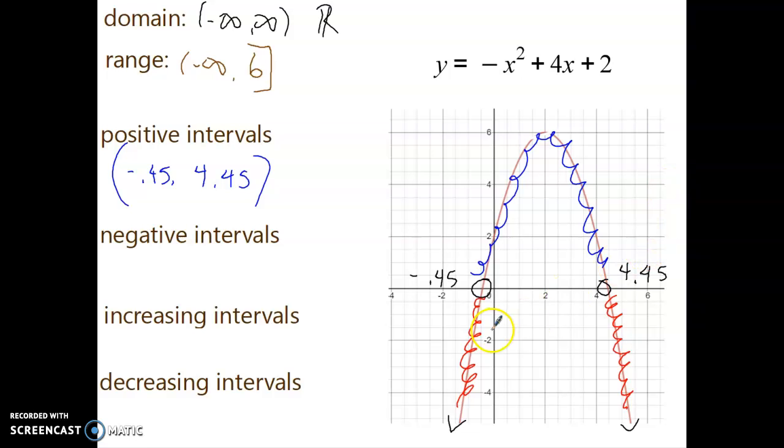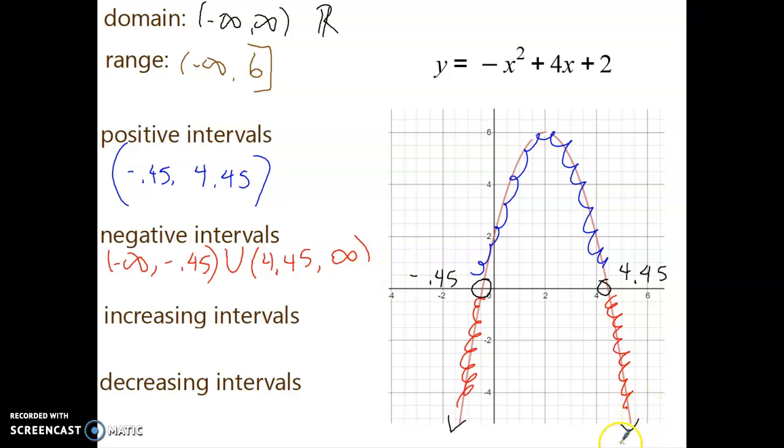Okay, let's do our negative intervals. All right, this one first because it's on the left. We always go left to right. The farthest left that this graph is going to go is to negative infinity, and it's going to keep staying negative until it gets to -0.45. Well, it starts being negative again over here, so I need to union that with this other interval, starting at 4.45 but not including, and then going all the way to positive infinity.